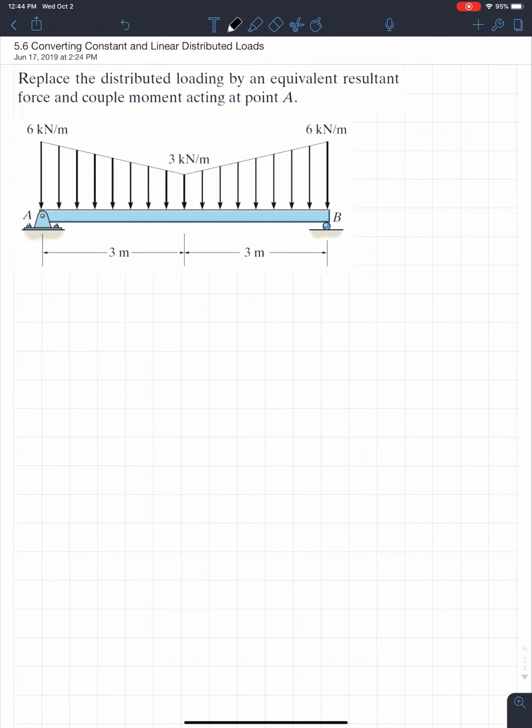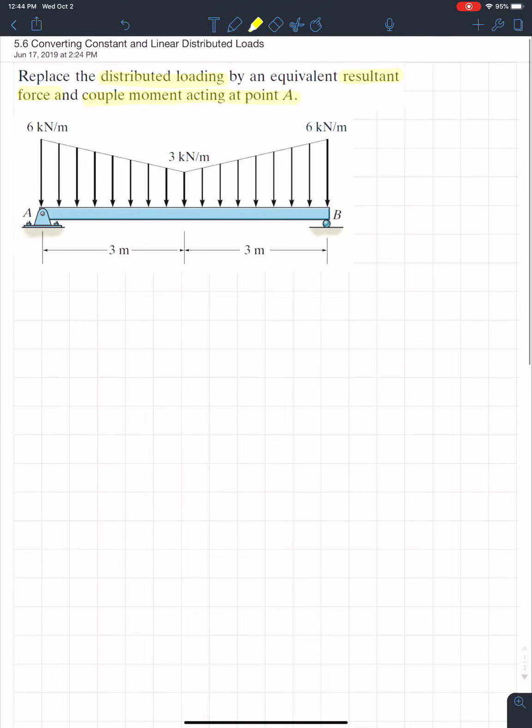Alrighty, so looking at this example, what it would like us to do is to replace the distributed loading by an equivalent resultant force and couple moment acting at point A. So remember, in 2D, it's very important which point we take the moment about, because the forces will change depending on the point. And that makes sense because the point has to do with distance and distance has to do with moment. So if we look at the beam, this is what a distributed load looks like.